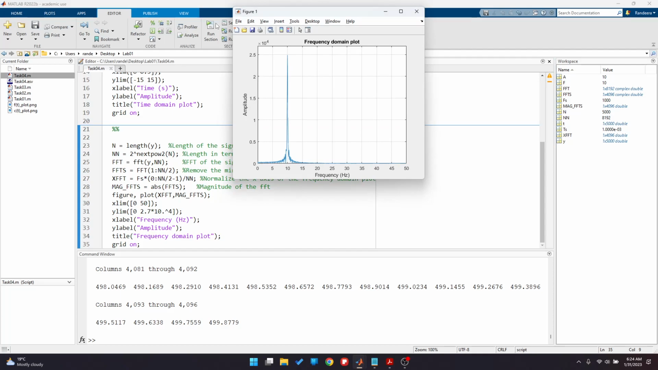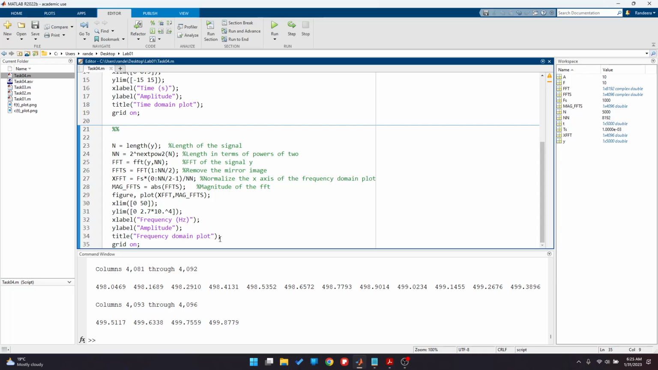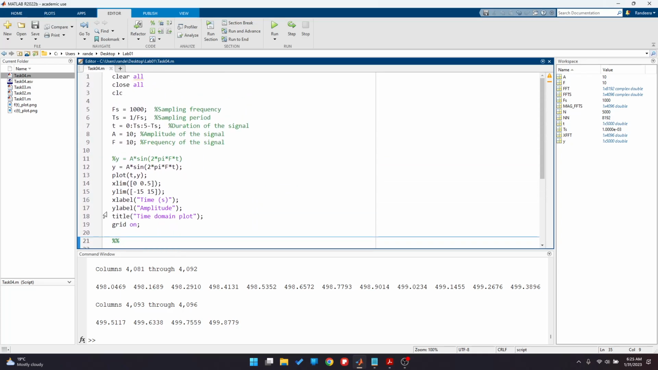And this is the interpretation of our sinusoidal waveform A sin omega t in the frequency domain, and this is the peak. If I click on top of this peak I will get the x value as 10, and our x-axis corresponds to the frequency in hertz. That means this sinusoidal signal that we plotted has a frequency of 10 hertz, and this is our task 4, and this is how you can complete it.